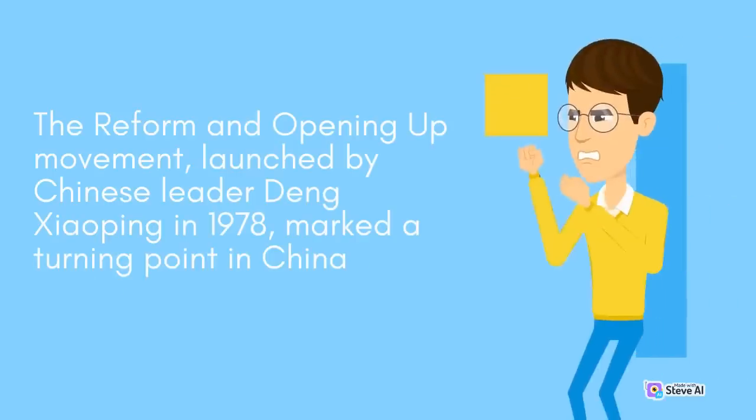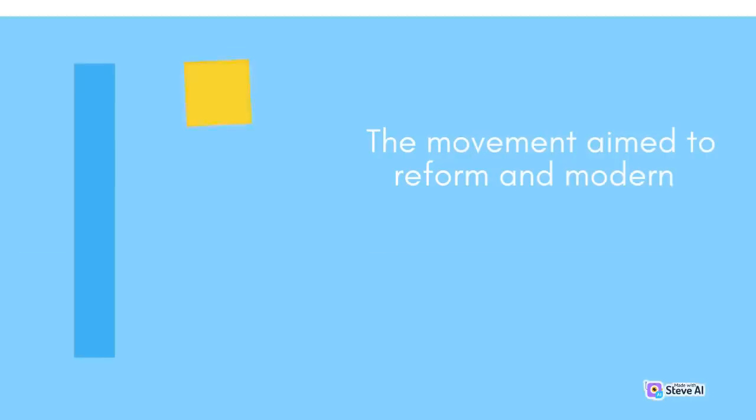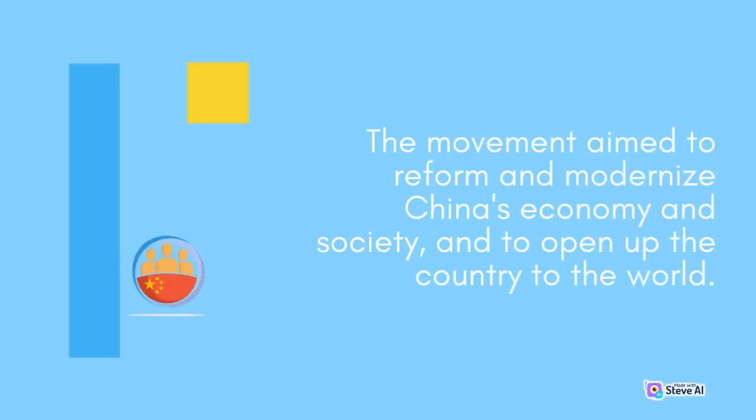The Reform and Opening Up movement, launched by Chinese leader Deng Xiaoping in 1978, marked a turning point in China's modern history. The movement aimed to reform and modernize China's economy and society, and to open up the country to the world.